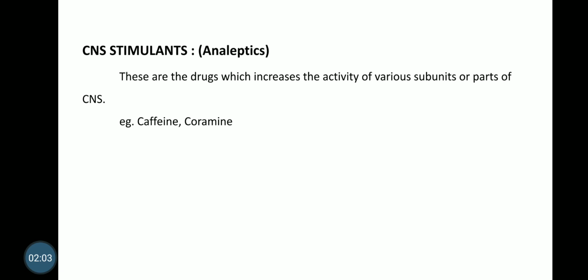These drugs are particularly used in treatment of depression, attention deficit hyperactivity disorder, respiratory depression, etc. Along with that, these drugs are also useful to reduce the narcosis effect produced by a drug. Narcosis means the drug induces sleep, that we call the narcosis effect. To counteract this narcosis effect of a drug, we can use CNS stimulants, as well as to counteract drug induced respiratory depression. Examples: caffeine, theophylline, coramine, also known as nikethamide, dexamphetamine. These are your CNS stimulants.